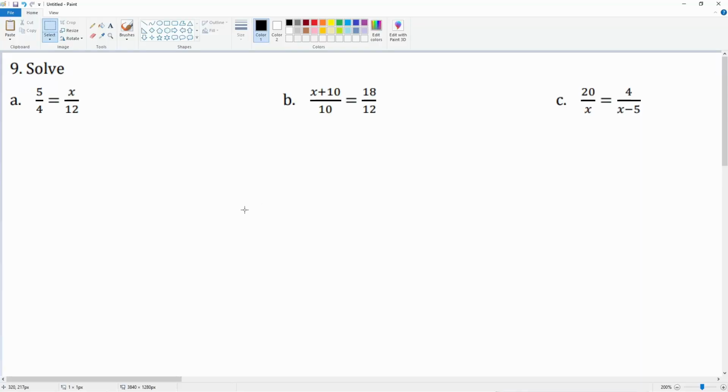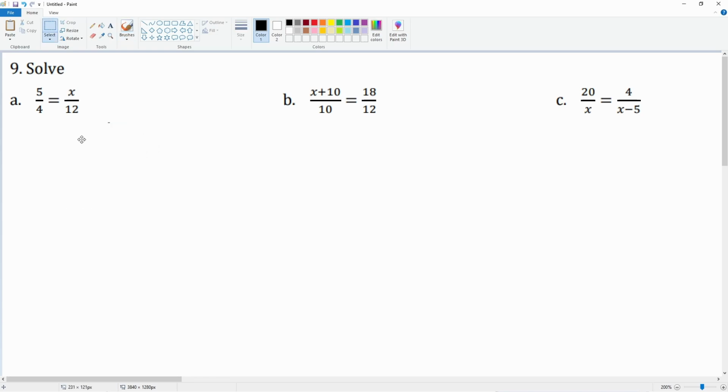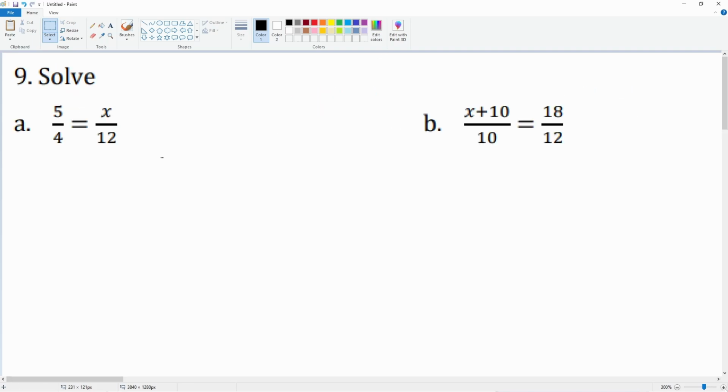We have number 9 here. It asks us to solve. But notice all these are going to be a ratio equaling another ratio. A special name for this is called a proportion. So we're going to learn how to solve a proportion. There's many ways to do this, okay?